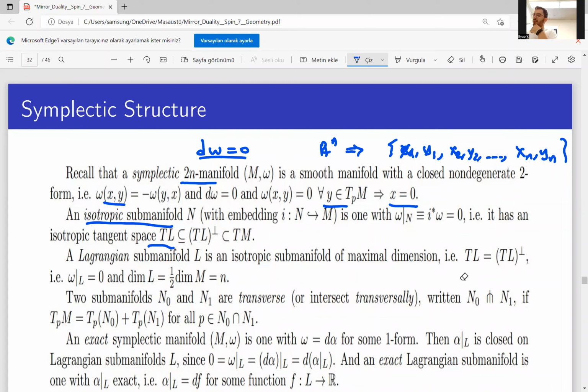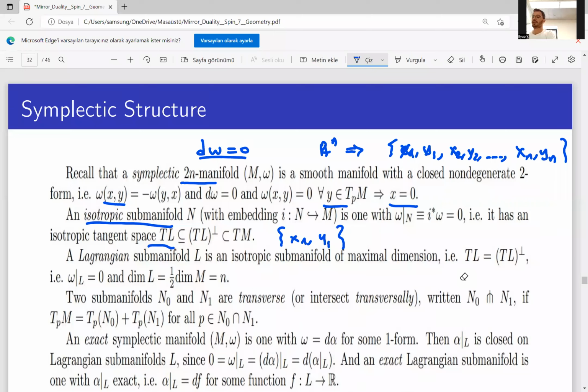If you calculate X1, Y1, they are orthogonal to each other. X1, X2 are also orthogonal to each other. You can separate your space into two pieces, X1, Y1 and X2, Y2. And the isotropic space is generated by X1, Y1, okay? And because the orthogonal complement contains itself, X1, Y1, X2, Y2, X3, Y3, dot, dot, dot, and this space is sitting inside of the orthogonal complement of itself.